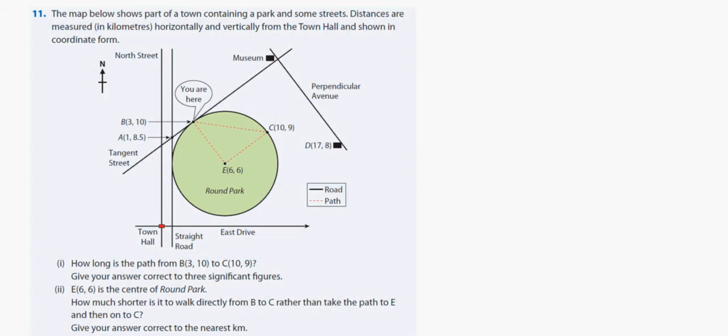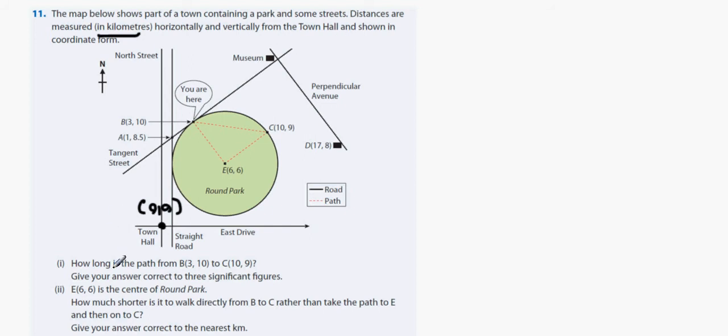Okay guys, next one. The map below shows a part of a town containing a park and some streets. This is measured in kilometers, horizontally and vertically from the town hall. Town hall obviously being here, we'll call this (0, 0) obviously. And shown in coordinate form.